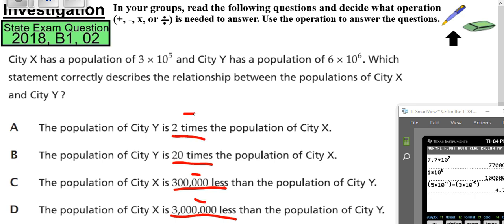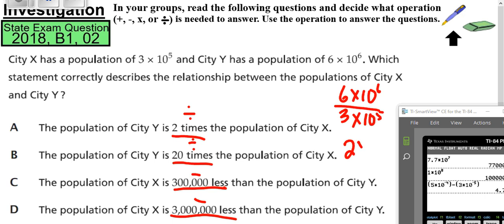So this is divide. So let's see. It's either 2 times or 20 times. I don't even know. So city Y divided by city X. So, I mean, really, you could do this by hand. 6 divided by 3 is 2.